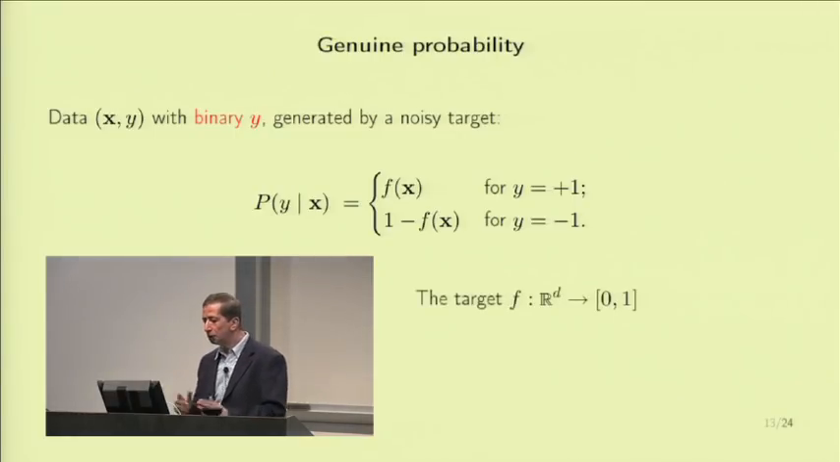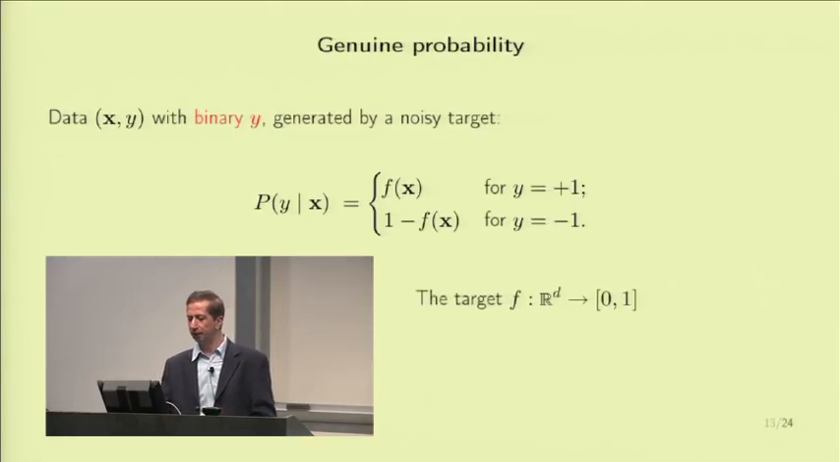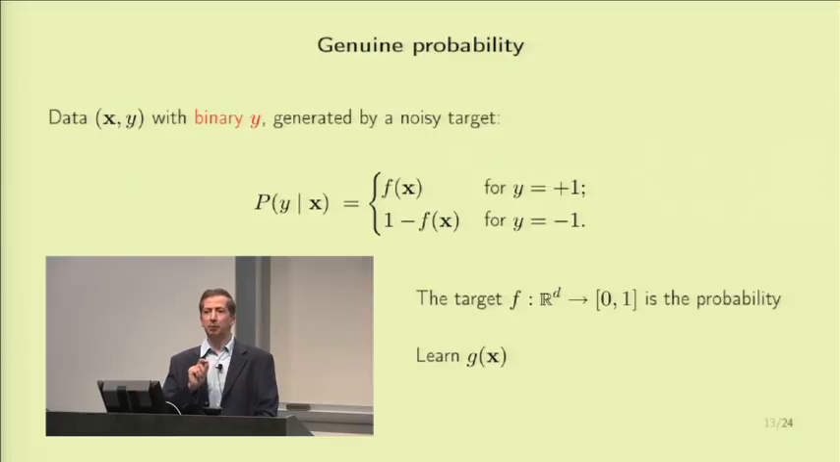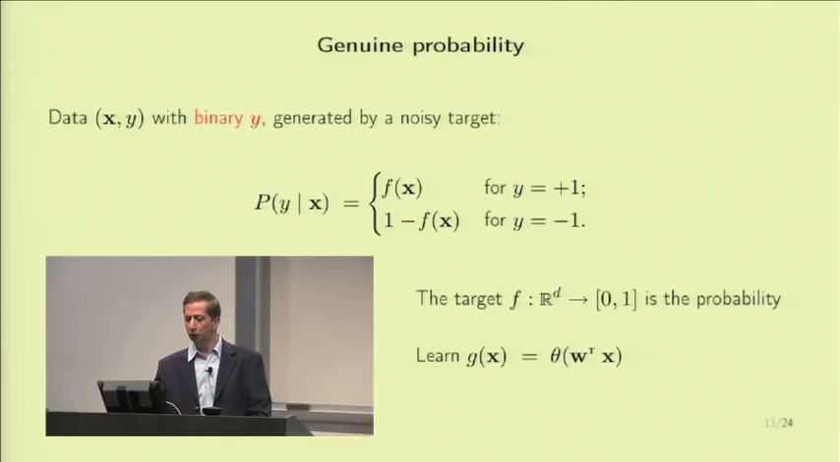Okay. So the target is from the d-dimensional Euclidean space to 0, 1, the interval, and it is interpreted as a probability. And now you want to learn the final hypothesis, which will be called G of X, which happens to have the form of logistic regression. That's the model we are talking about. So you are going to find the weights, and then you are going to dot product it with X and pass it through the nonlinearity. And the claim you are going to end up saying is that this is approximately F of X, the real guy, the probability here, okay?